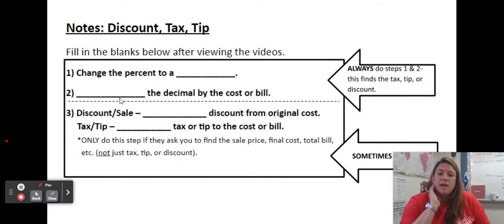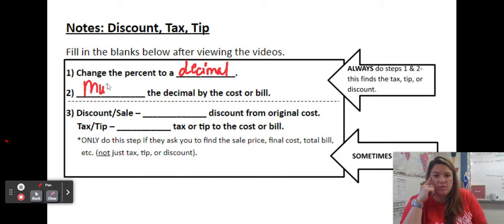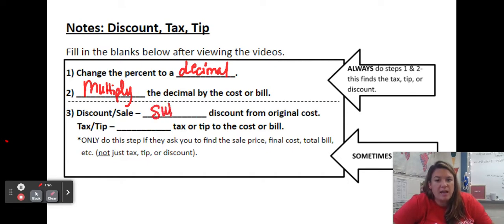All right. So the basic rule is that we're always going to change the percent into a decimal. And then we're always going to multiply the decimal by the cost of the bill or whatever it is we're finding the part of. Then for discount, if there's a sale, we're going to subtract that from the original cost. Tax and tip are different. Tax and tip, we have to pay more money. So you're going to be adding the tax or the tip to the cost of the bill. And the markup will be a little different.